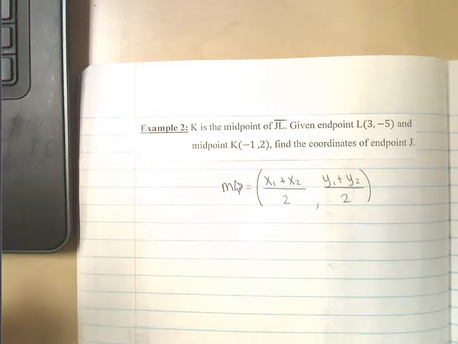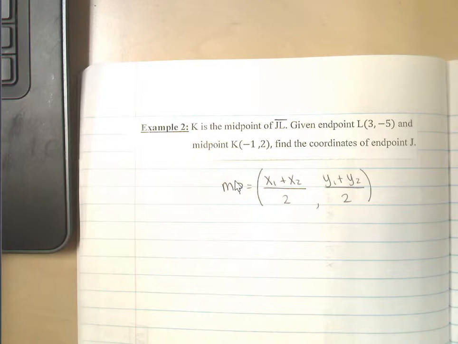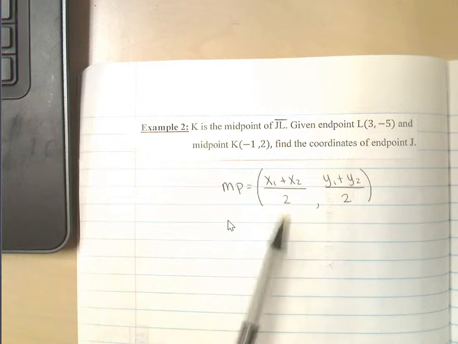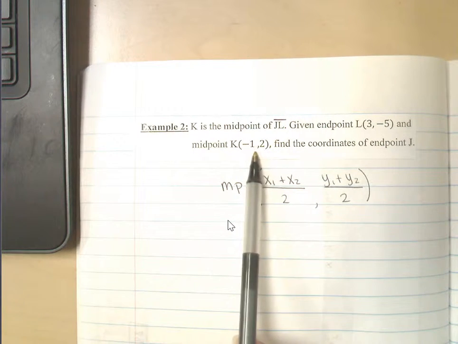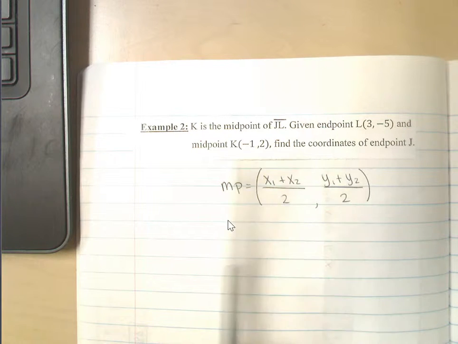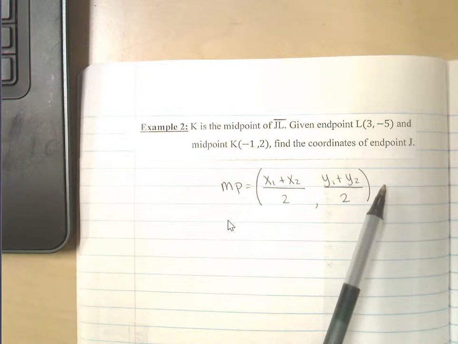Here they're not asking me to find the midpoint, so a common mistake that I have students make whenever they have this type of problem is that they'll use the midpoint formula and use these 2 points as the endpoints, but if you notice, they gave you an endpoint and the midpoint, and they're asking you to find the other endpoint, so it's different.